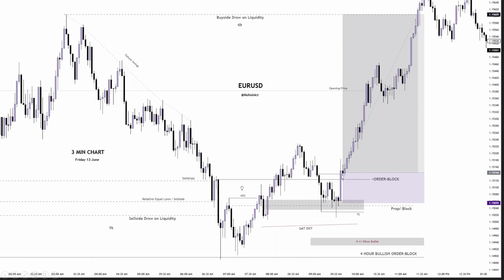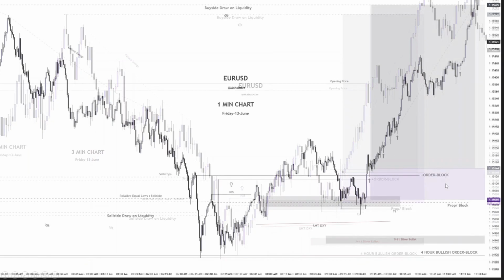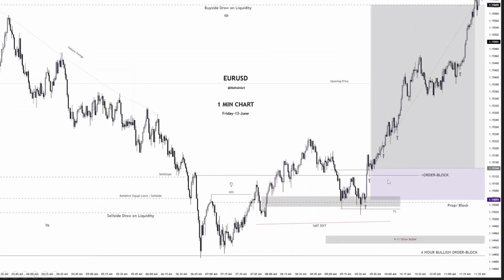This is actually an entry on 1 minute. Let me show you right here. You see, that's the fair value gap after hitting this proportional block. Then we went long from here, here, here, and here. There were actually a lot of opportunities as we had this SMT which supported the idea and this order block that also pushed the price higher towards this buy side draw on liquidity.